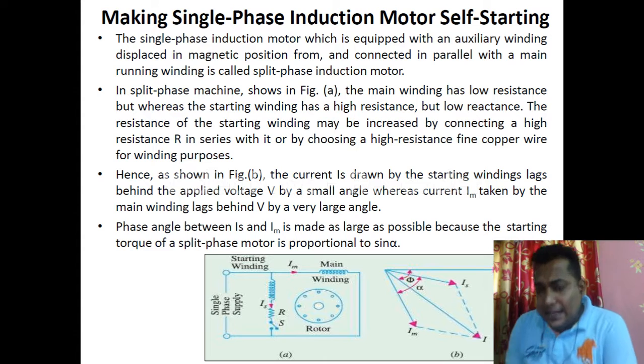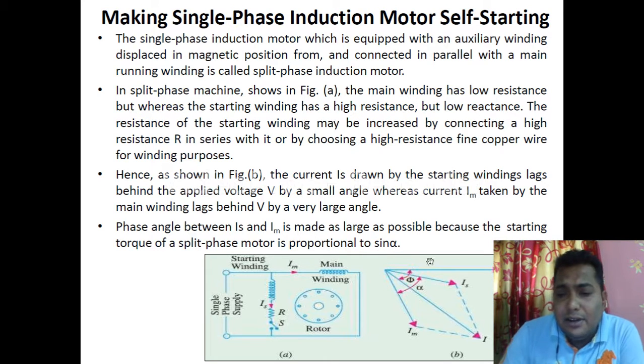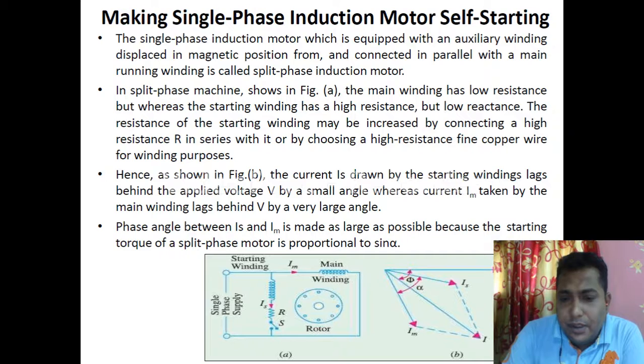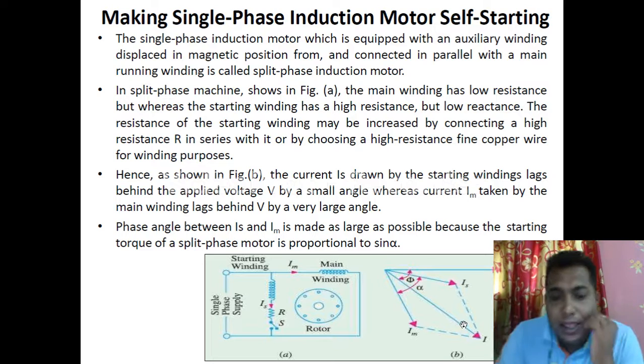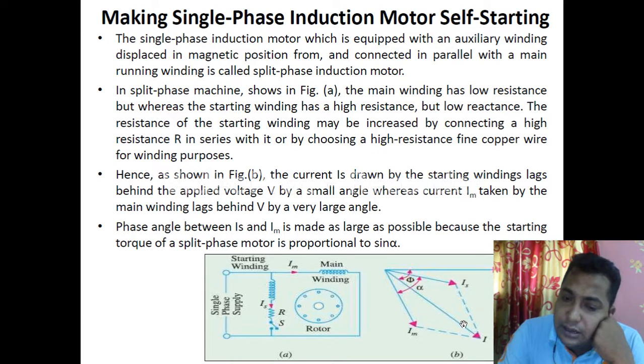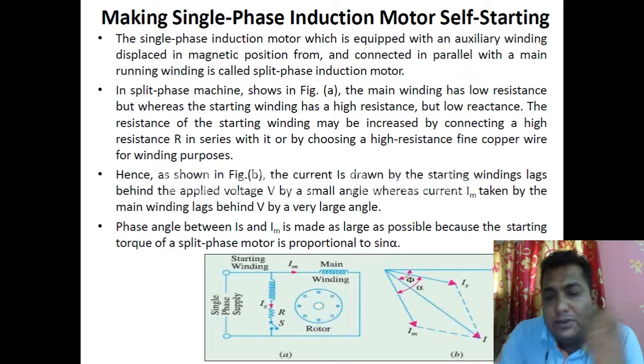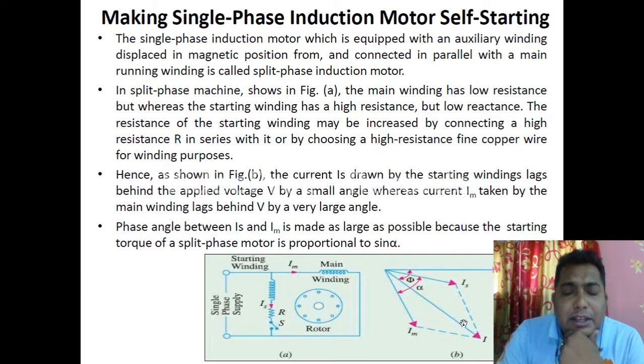On the right hand side we can see a phasor diagram, where V is the supply voltage, I is the current, and between them there is an angle phi. There are two currents, IS and IM. IS is the starting winding current, and IM is the current passing through the main winding. Between these two currents we have an angle alpha.